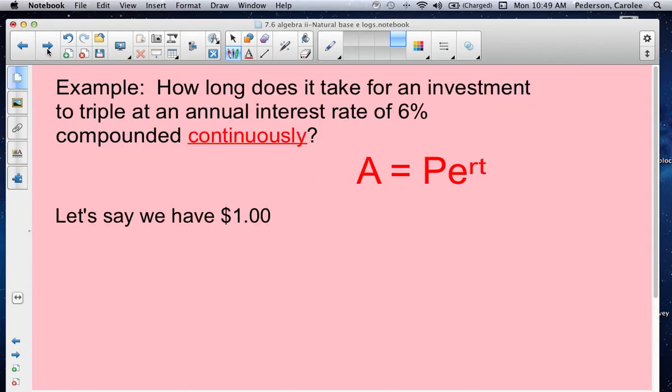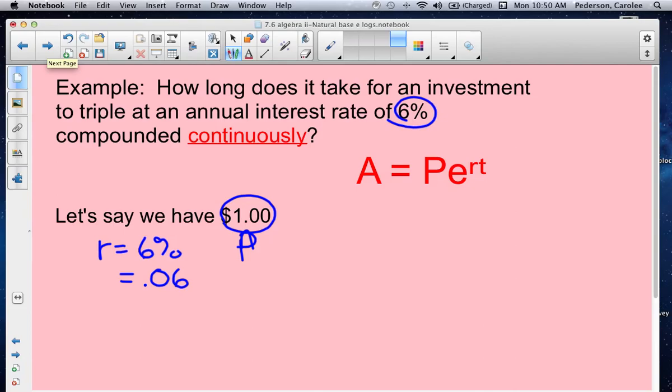The next example, how long does it take for an investment to triple at an annual interest rate of 6%? It doesn't tell us what the amount is, but let's just make it really easy on ourselves. $1 is what we're going to start with. So this is our initial value. So our P is $1. And we want the interest rate to be 6%. So our R is 6%. So in the formula, it's going to be 0.06.